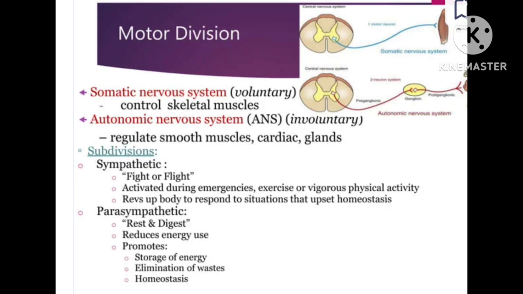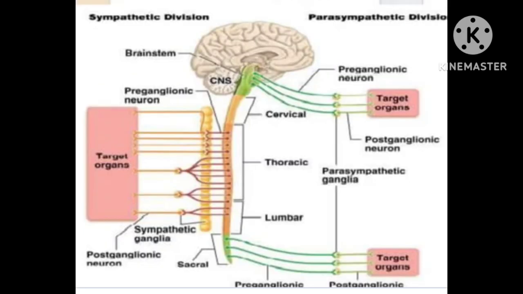You can see here in this picture. So these are the motor divisions. Okay. So next one is, you can see here, this is the picture of the brain, that it is divided into sympathetic and parasympathetic division. So you can see here in this picture clearly.